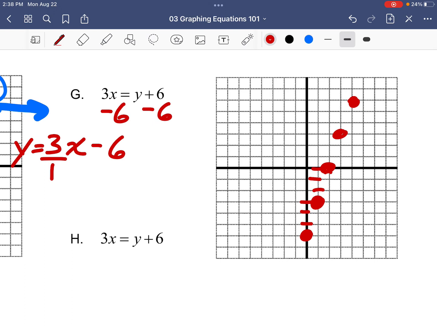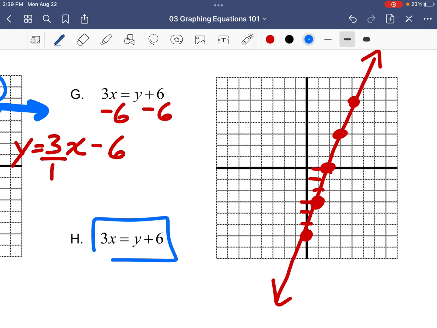In fact, it's not a bad idea to remember that as you continue to rise 3 and run 1, you're going to continue to be in that same line. So that was nice. What about if I want to graph this equation more like standard form?